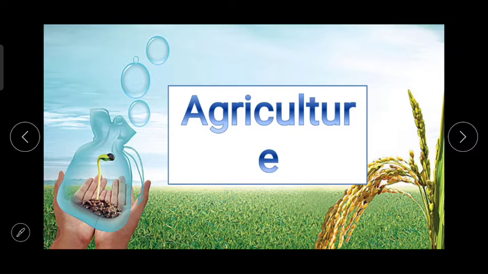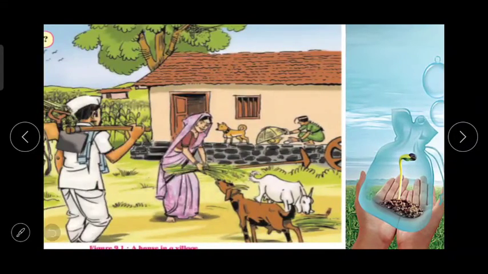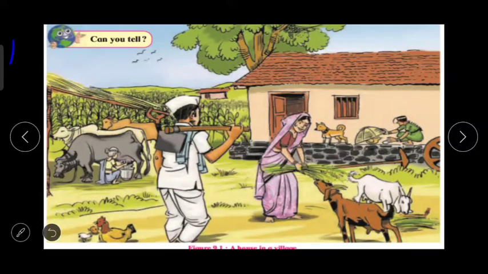In rural India, agriculture is the main occupation of the people, and directly or indirectly, a number of people are dependent on agriculture. So, in this topic, we are going to talk about agriculture, types of agriculture and related things. Now, what you have to do is observe this figure and answer or discuss the questions given for this figure.